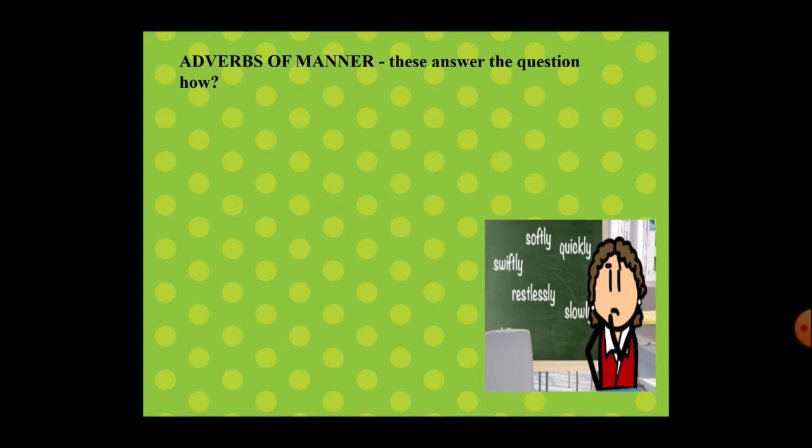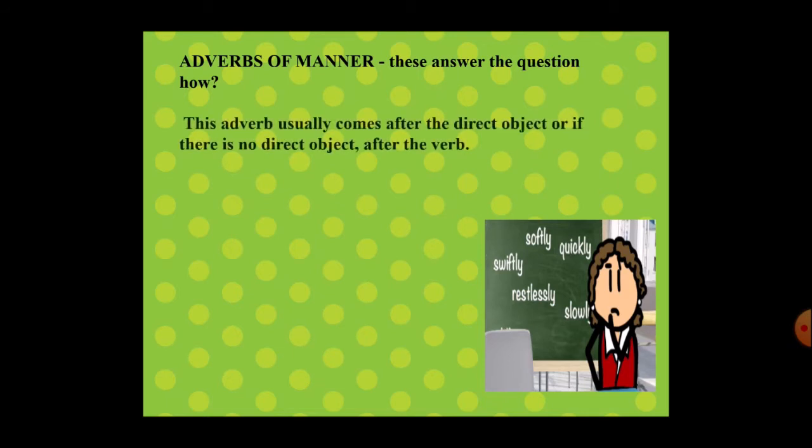Adverbs of manner tell us how and in what manner something was carried out. They mostly modify the verb and can also be found at the end of a clause. This adverb usually comes after the direct object, or if there is no direct object, after the verb. Here are few examples.